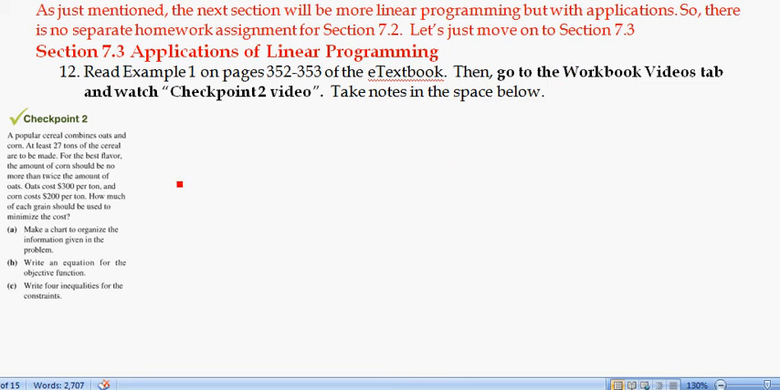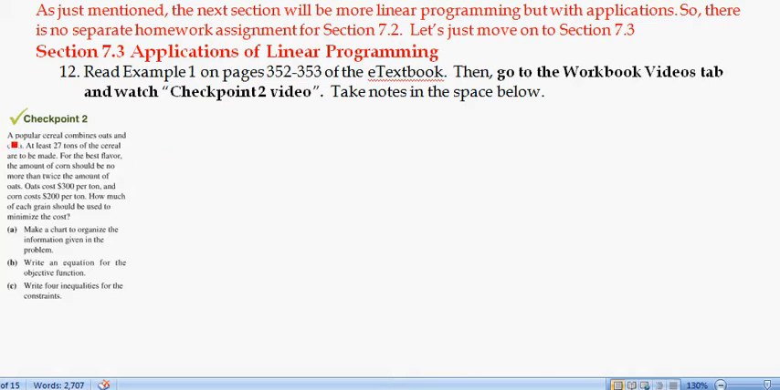In this video, we're going to do checkpoint 2 together. This is just another example of a word problem and how we set up the linear programming. Really, linear programming is just a set of inequalities with this added piece, an objective function. So let's not overthink it and think linear programming is so hard. It really is just a system of inequalities with an extra objective function that we want to optimize.